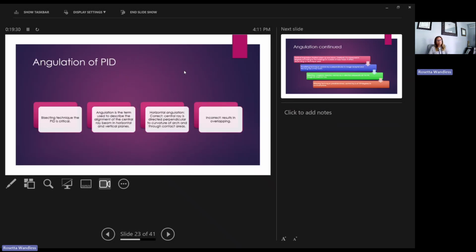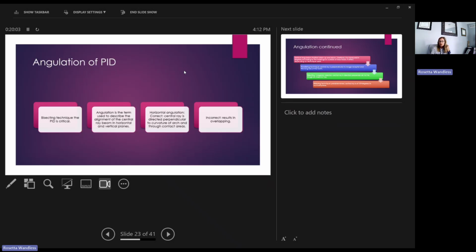Now let's talk about angulation of the PID. In bisecting technique, the PID angulation is critical. Angulation is the term used to describe the alignment of the central ray beam in the horizontal and vertical planes. So imagine the central ray beam, wherever we focus our PID or tube head, that's the central ray. You're imagining the direct center of that PID.